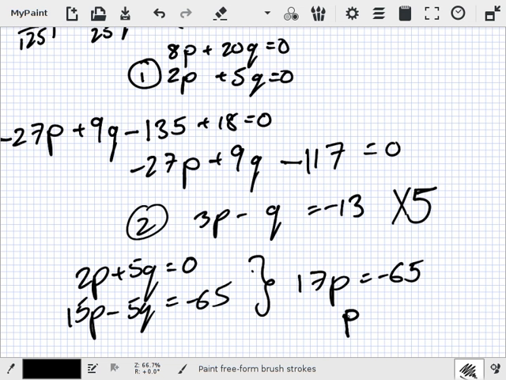Oh, okay. And the person at the back who was asking me, did you get a different answer or the same answer? What answer did you get for P? Don't worry about the method. What did you get for P? I got 5. Say again? Not 65 over 17.